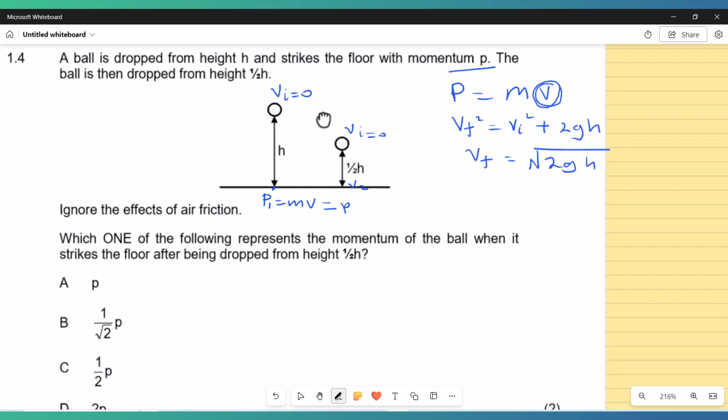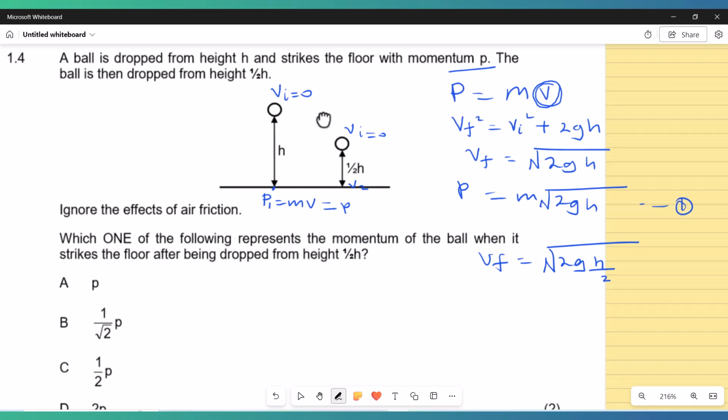Now from here, what's my momentum? Remember, momentum is mass times velocity. That's the initial one, p, equals the mass times the velocity, which is square root of 2gh. So that's equation 1. Now equation 2, if I look at this half h, my final velocity is going to be the square root of 2g times the height, which is half h, h over 2.